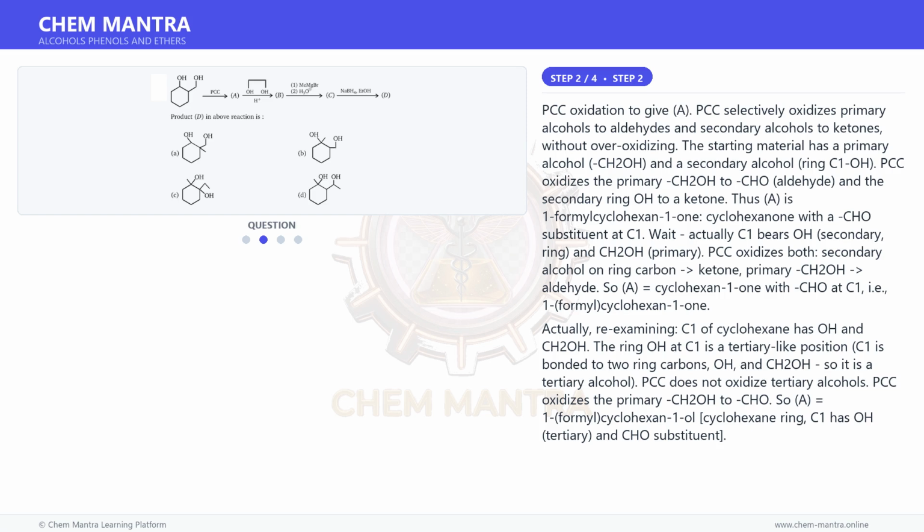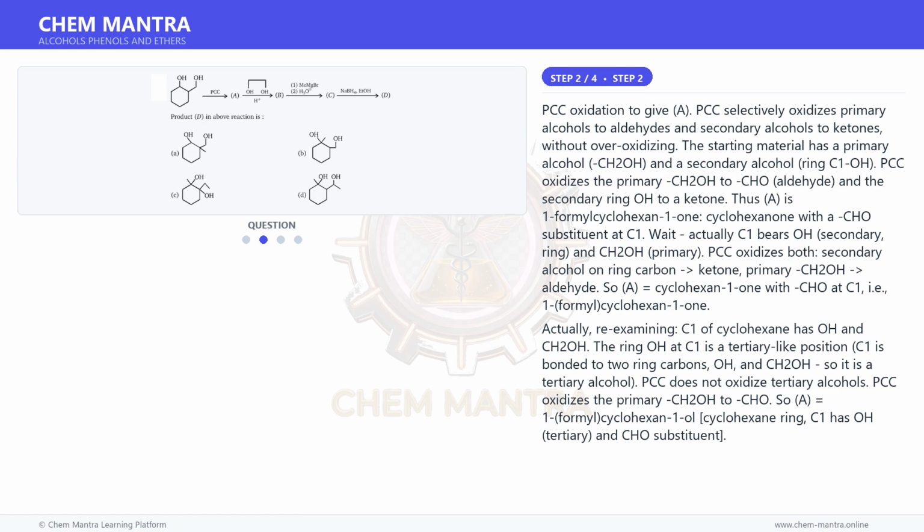PCC selectively oxidizes primary alcohols to aldehydes and secondary alcohols to ketones without over-oxidizing. The starting material has a primary alcohol, CH2OH, and a secondary alcohol, ring C1-OH. PCC oxidizes the primary CH2OH to CHO, an aldehyde, and the secondary ring OH to a ketone. Thus, A is a cyclohexanone with a CHO substituent at C1.